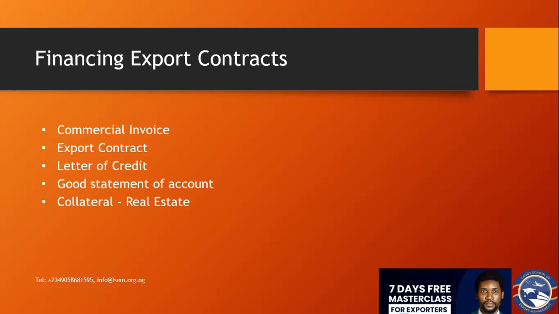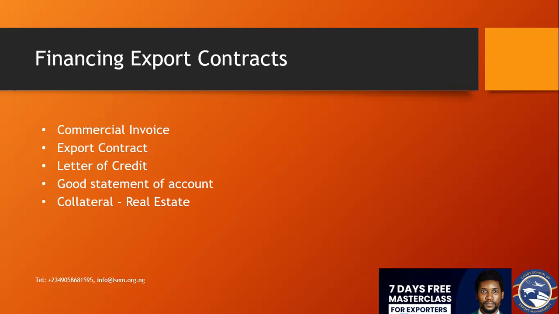So if you want to finance your export contract, one very, very important thing that you must have is your commercial invoice. That's the invoice where you list everything you are sending to the buyer, the price that the buyer is supposed to pay, the total amount of money that the buyer is supposed to pay you, and the bank account, that is your bank details, where the money is going to.